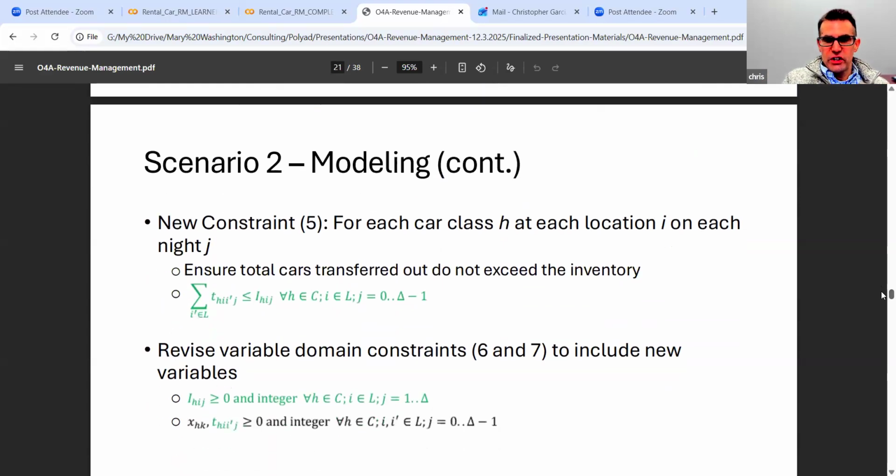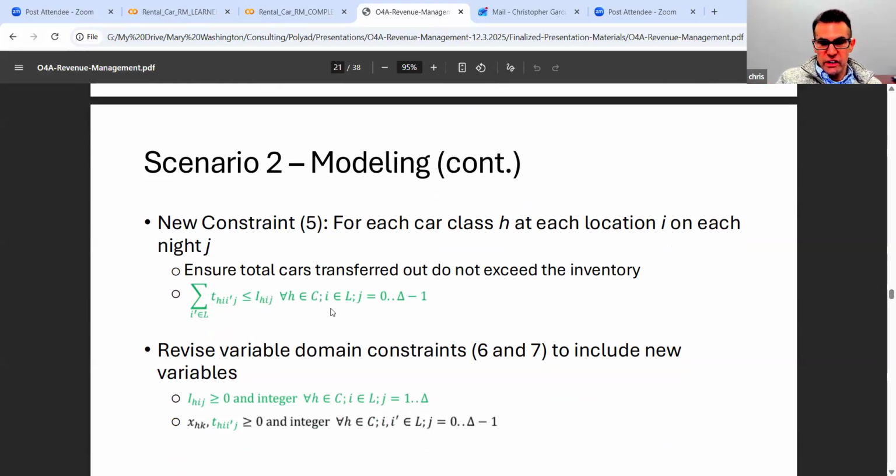Okay, another thing that we have to make sure of, again, so all we did was take that last constraint and just modify it. We added in the transfers into the flow balance. We have to add another constraint here to make sure that for each car class H at each location I on each night, I don't transfer out more cars than I actually have.